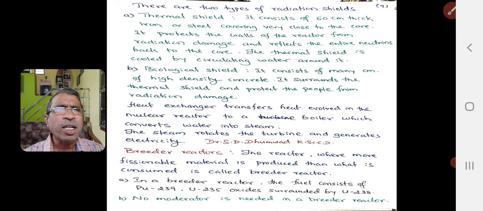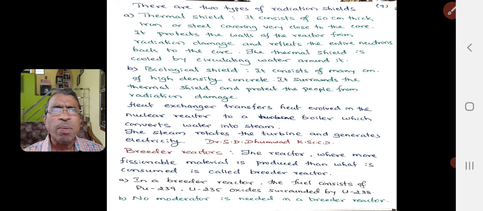The thermal shield consists of 60 centimeter thick iron or steel covering very close to the core. It protects the walls of the reactor from radiation damage and reflects the neutrons back to the core. The thermal shield is cooled by circulating water around it. We have a circulating system there.